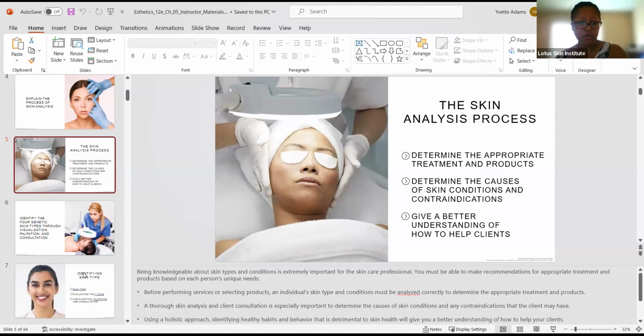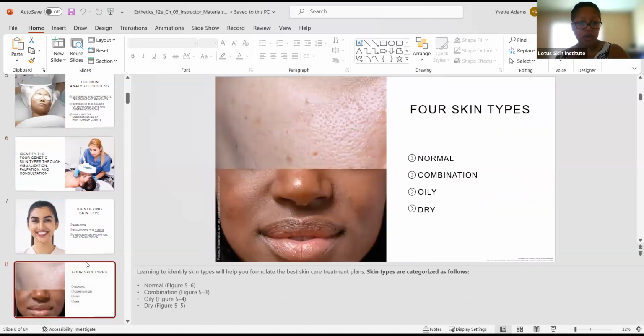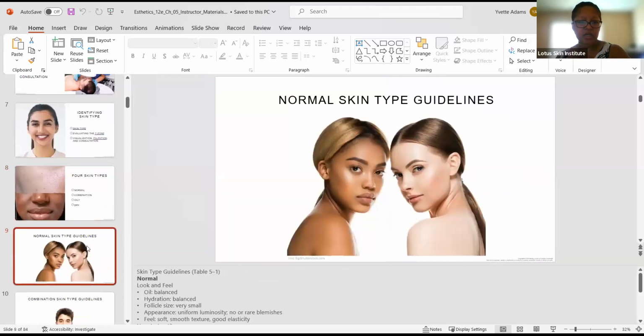Okay, so we talked about our 4 genetic skin types, and okay, so here we go. The 4 skin types are normal, combination, oily, and dry. Sometimes we don't see normal. That's why I almost forgot about normal. So figure 5.6, here's our list. Normal skin type guidelines. We just talked about this. I showed you the chart in the ebook.